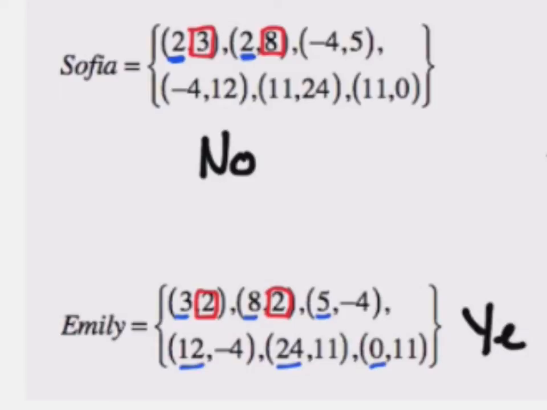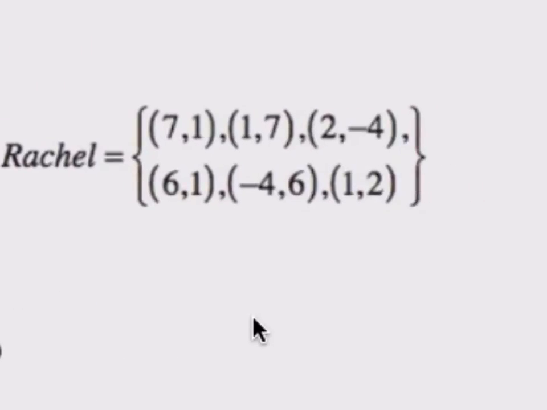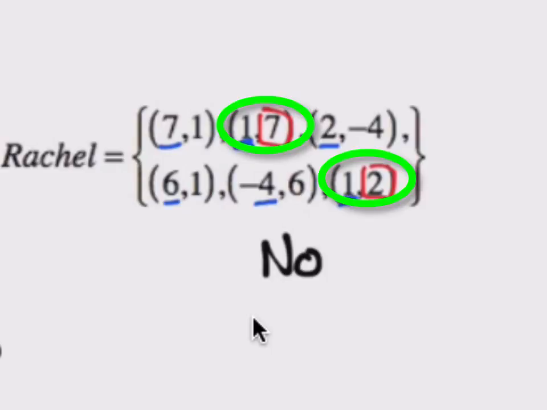Emily is a function. Let's look at Rachel. Okay, I'm looking at our inputs, 7, 1, 2, 6, negative 4, and 1. Aha! I see that 1 is an input twice, having 2 different outputs. So we'd say immediately, no, Rachel is not a function because the input 1 has multiple outputs. Note that that is the only part of that relation that makes it not a function. It's totally okay that we have a whole lot of values showing up in different places. These are the only 2 ordered pairs that present an issue for us.